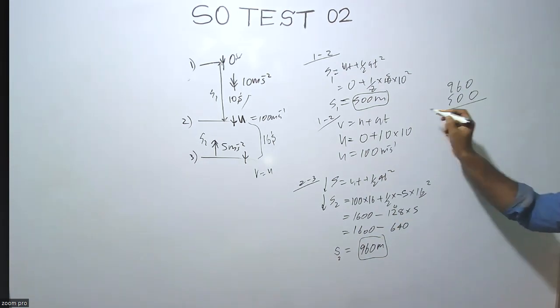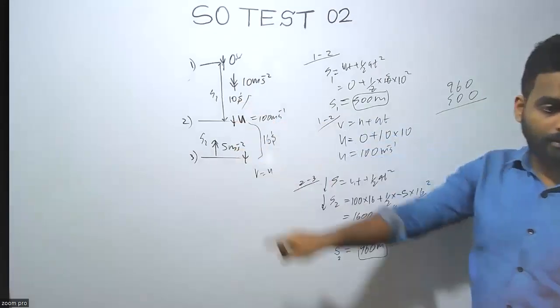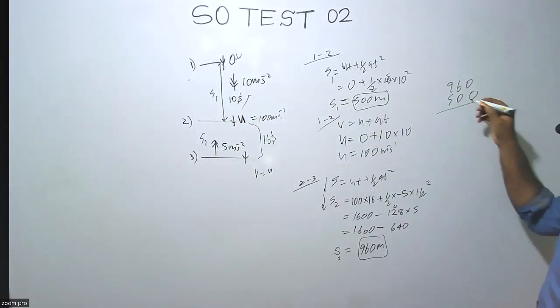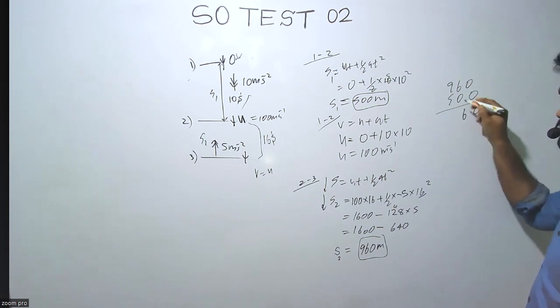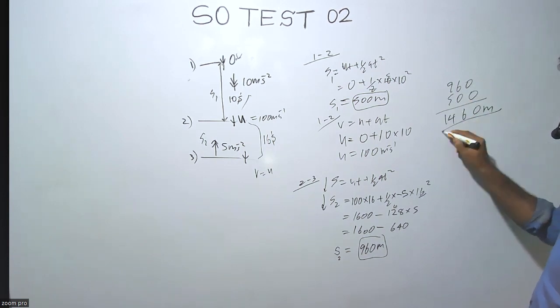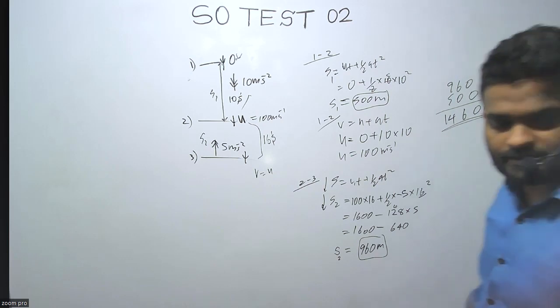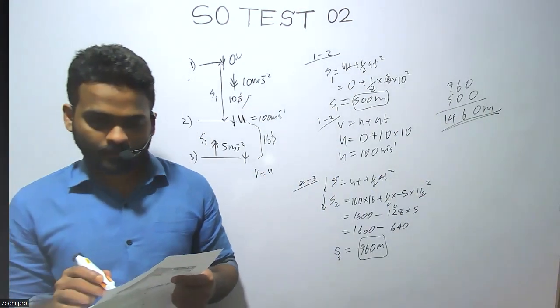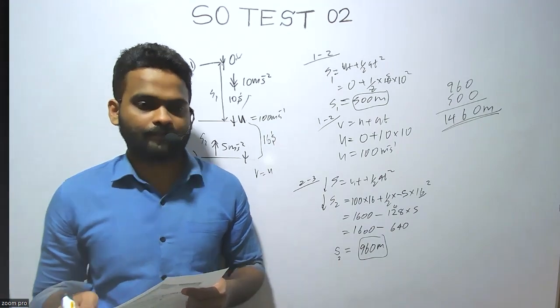We have to add both in order to get the total distance he fell. 500 plus 960 is 1460. So 1460 meters he falls down. Fifth one is the answer there.